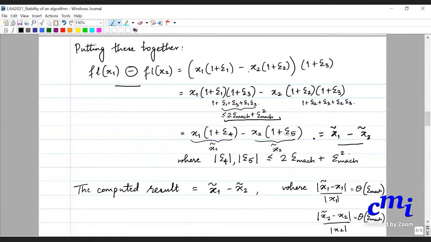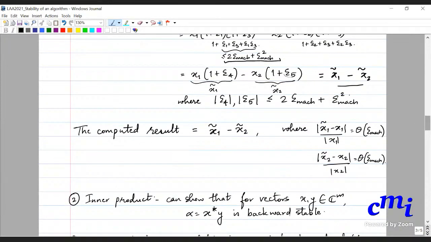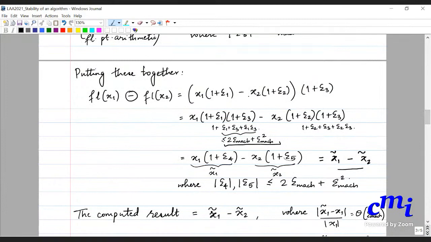So this is not exactly just a constant times machine epsilon, but you also have this. The point is that since machine epsilon is a small quantity, this is going to be even smaller. So you can sort of ignore this quantity and just look at this much. So you can say that these relative errors are bounded above by machine epsilon. So in the end, what we have got is that the machine computation yields x1 tilde minus x2 tilde, where these are slightly perturbed from the original quantities.